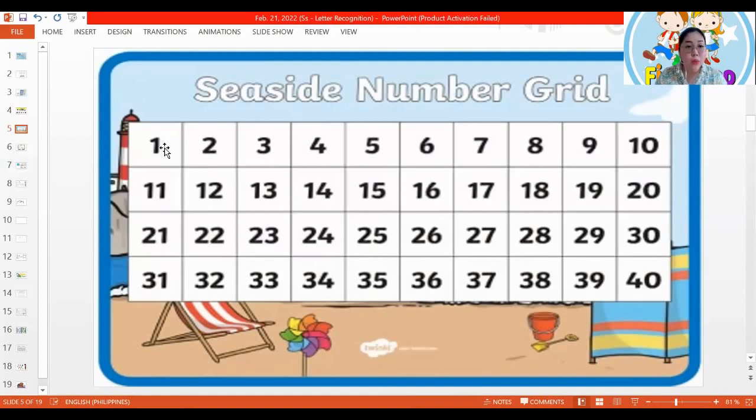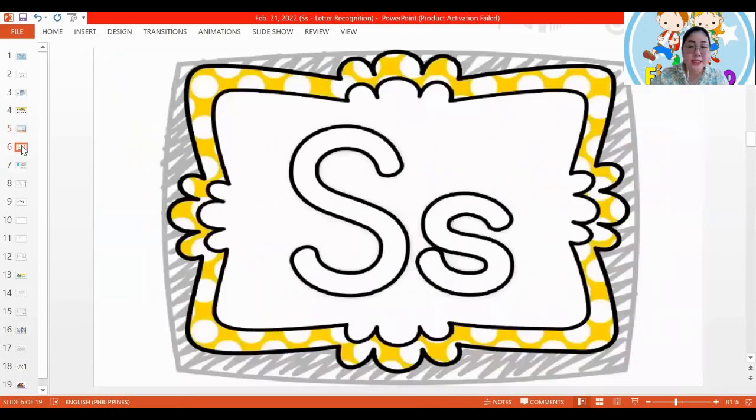So now, our letter for today is the letter. Who knows what letter is this? It's the letter, correct, the letter S. And letter S, you know what starts with? Teacher Sarah's name. My name starts with the letter S.